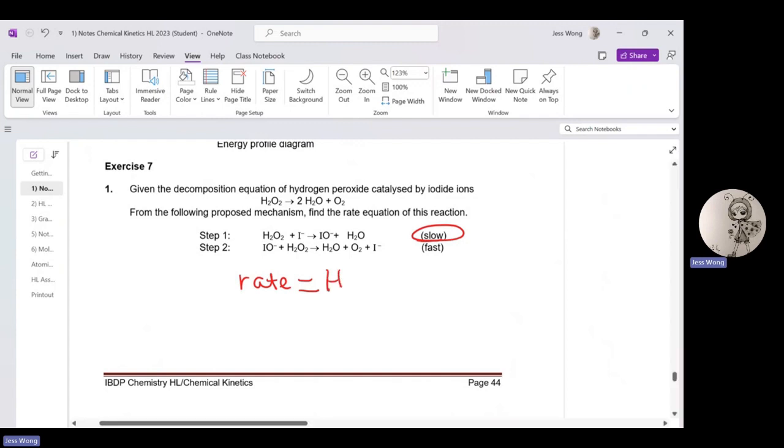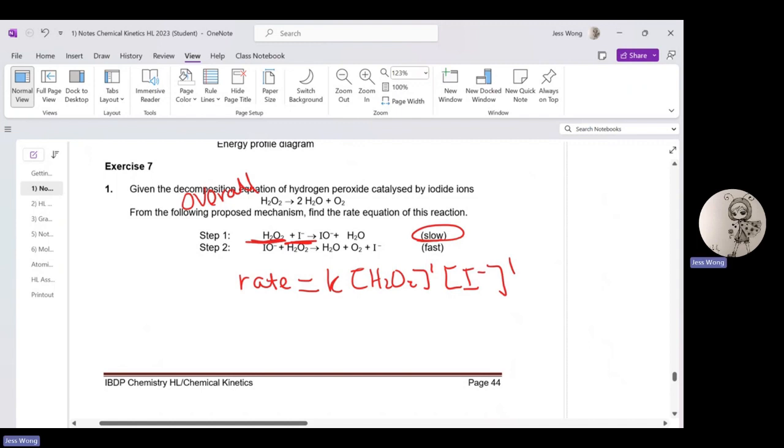So do I write H2O2, sorry. Rate equals to k[H2O2][I minus], because in the slow step, I'm seeing 1 H2O2 and 1 I minus. Right? Then the question is, I don't see any I minus in the overall equation. It's not there. So can I put it in my rate equation?